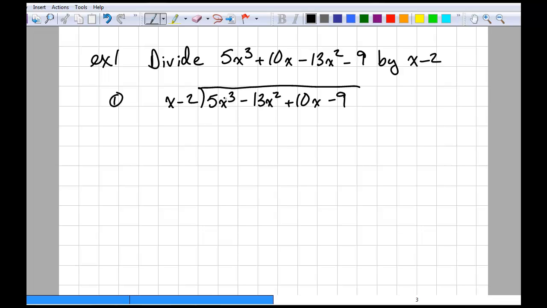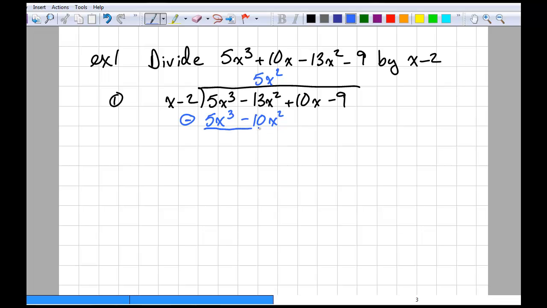The question I ask myself is, what do I need to multiply x by to get 5x cubed? Well, the answer to that is 5x squared, and I write that above here, above the other x squared term. Doesn't really matter where I write it, but I like to do that so it helps me keep things in order. Now, to get the next line, I go 5x squared times x. That's 5x cubed, as we know. And then 5x cubed times negative 2. We have to do that as well. And that gives me negative 10x squared.